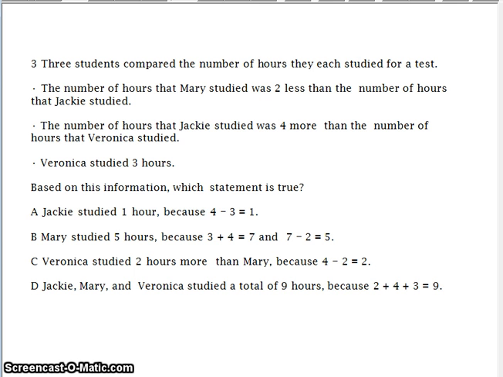Is it A, Jackie studied 1 hour because 4 minus 3 is equal to 1? Is it B, Mary studied 5 hours because 3 plus 4 is equal to 7 and 7 minus 2 is equal to 5? Is it C, Veronica studied 2 hours more than Mary because 4 minus 2 is equal to 2? Or is it D, Jackie, Mary, and Veronica studied a total of 9 hours because 2 plus 4 plus 3 is equal to 9?